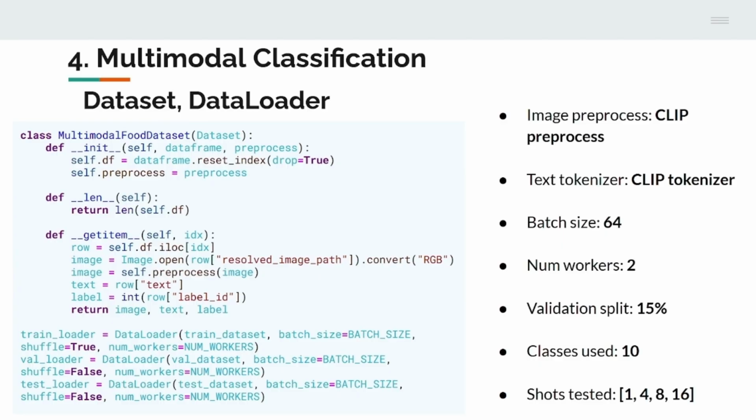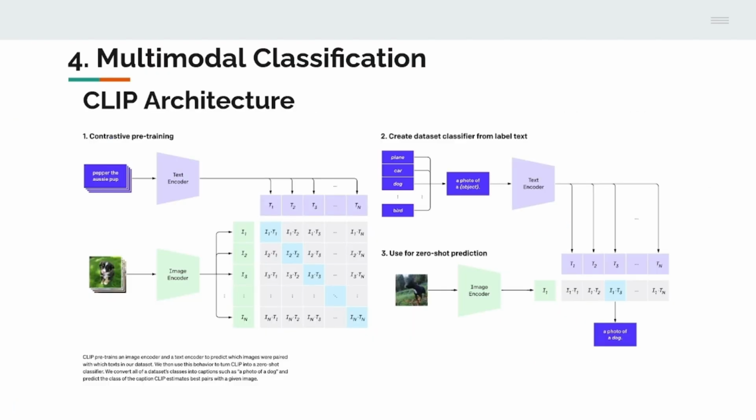For implementation, we use a custom multimodal dataset, and the images are processed with the CLIP processor. Text is tokenized with the CLIP tokenizer, and we test 1, 4, 8, and 16 shot per class for the few-shot setting. And for the CLIP architecture, the key idea here is that it maps both the image and text into the same embedding space, which allows us to combine both modalities naturally for prediction.